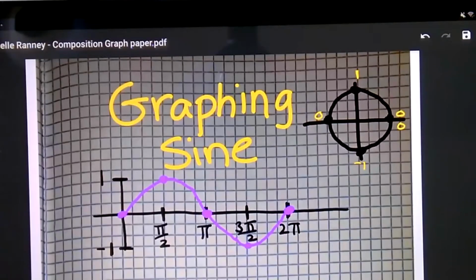Today we're going to get started with section 4.5 of our math analysis book, which is on graphing the sine function. So the last couple of sections we're going to be graphing sine, cosine, tangent, a little intro to cosecant, secant, and cotangent. But today we're going to focus on sine.